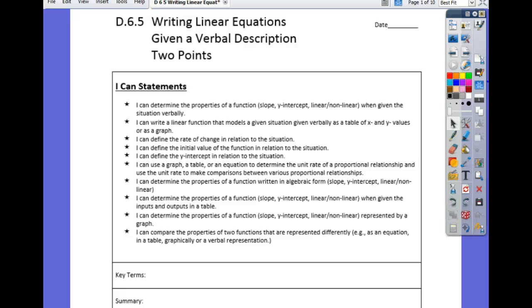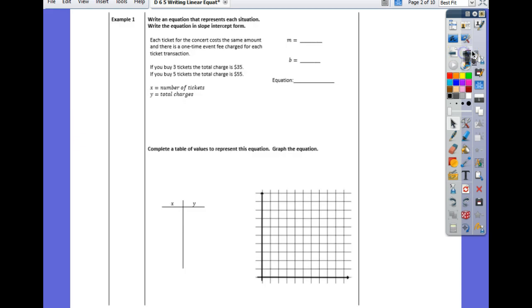6.5, writing linear equations given a verbal description with 2 points today. So I'm not going to give you the slope. You guys are going to have to figure it out today by being given 2 points. So I can write a linear equation given 2 points. Hey, I didn't have to calibrate.